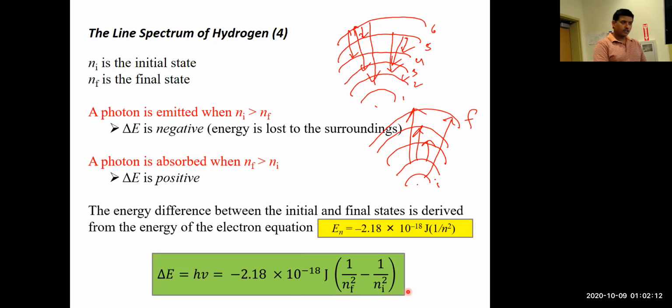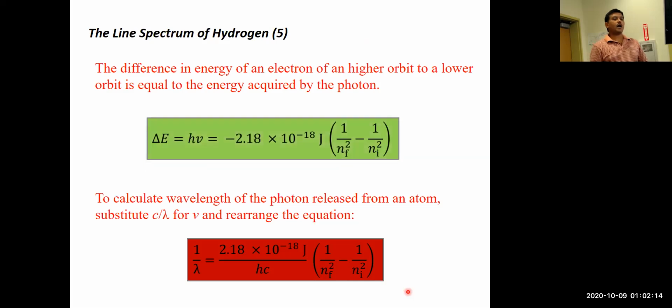Now, using this change in energy equation, you could also calculate the wavelength by rearranging it, substituting c over lambda in the place of nu. Because energy is equal to h nu, you can write delta E is equal to h nu, and you can replace this nu with c over lambda. Then you will have an equation to identify the wavelength of a photon, either absorbed or emitted.